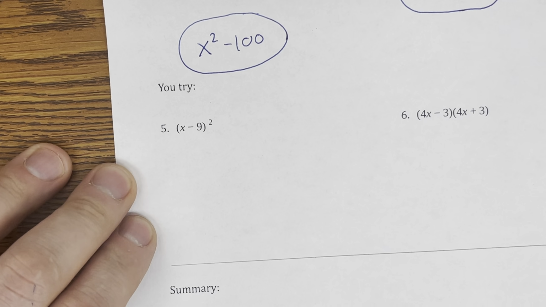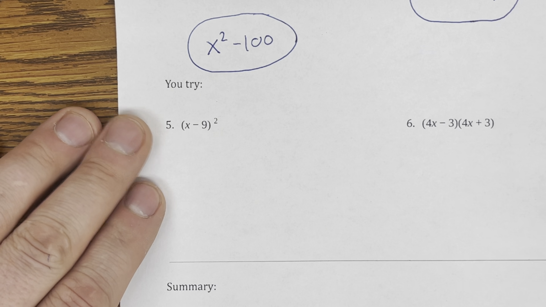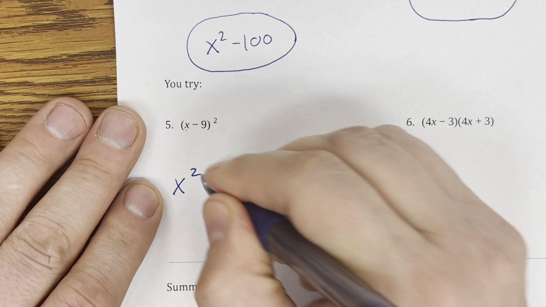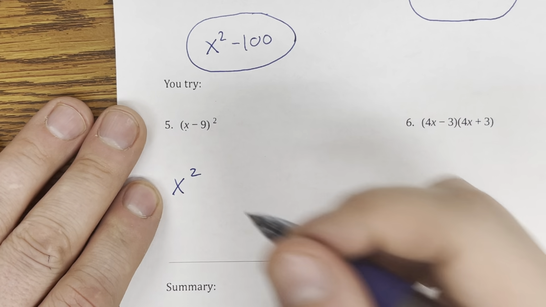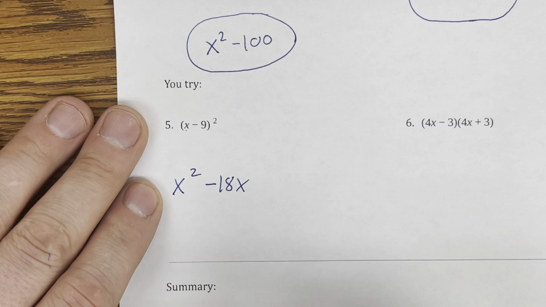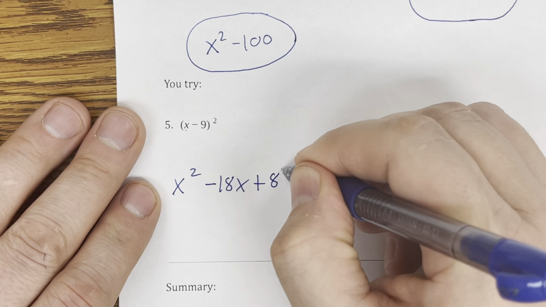All right, hopefully you had some success. So I'm going to use the shortcut. If you want, you could rewrite it and FOIL it. I don't care. I see that's a difference, so I have x squared. Multiply these together, that's negative 9x. Double it, and I get negative 18x. 9 times x times 2. Plus 9 squared is 81.